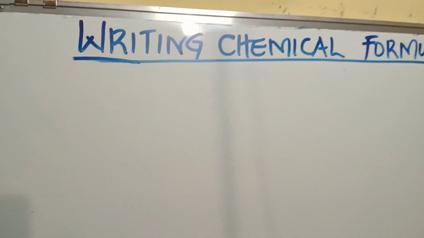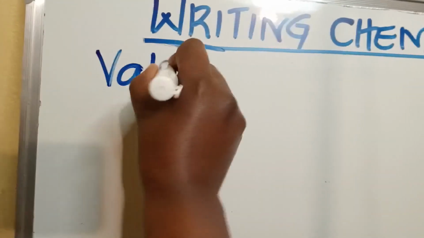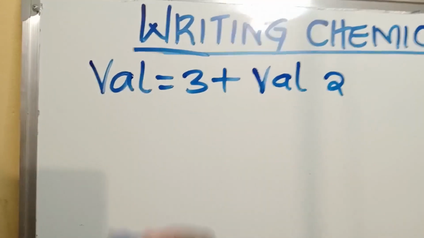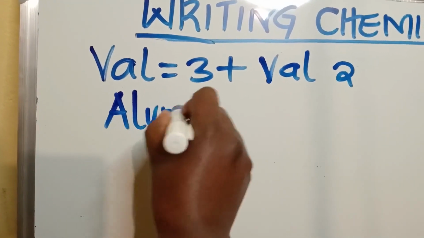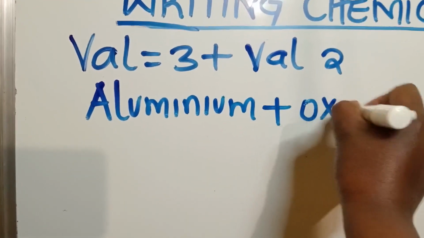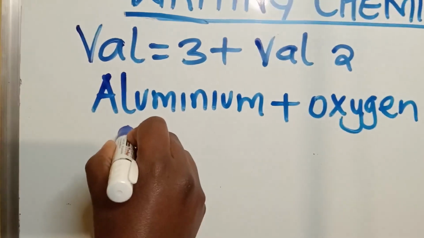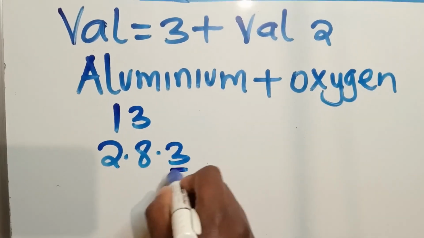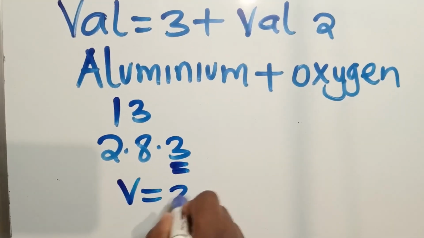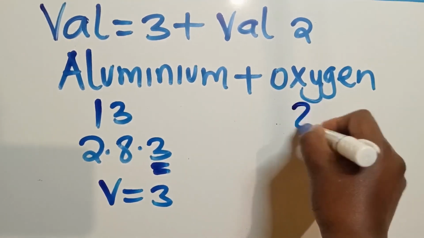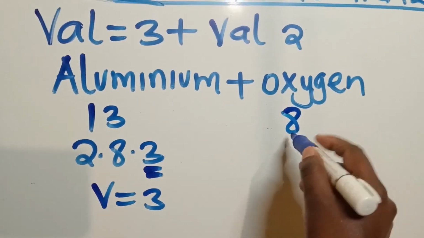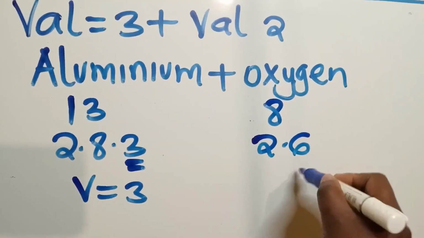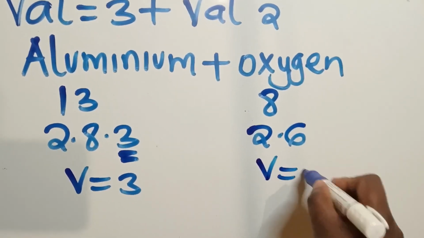Next we have an element with valency 3 combining with another element with valency 2. So in this case, we involve aluminium plus oxygen. So aluminium is atomic number 13, 2.8.3, and so it is required to lose the 3, so valence becomes 3. Oxygen on the other side, we get the atomic number 8, 2.6 is the electronic arrangement. As a non-metal, it is required to gain 2, so valence becomes 2.